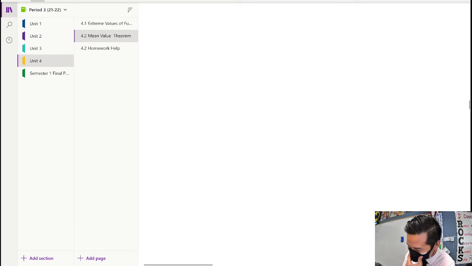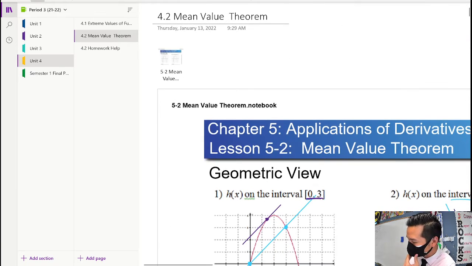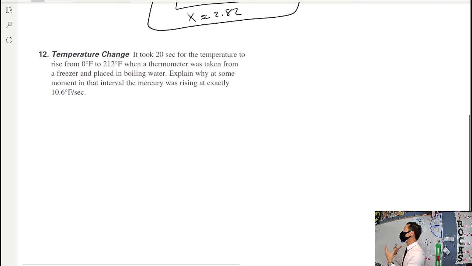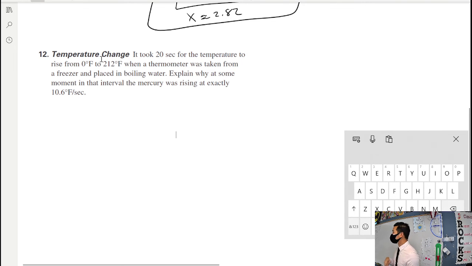Oh, look at that, it's right there. At the top of the paper. I know. So anyways, the section's main focus is the mean value theorem, yeah? So, remember, what does the mean value theorem state? It states that something has to exist, right? Look at how the wording of this question is. It says to explain why, at some point, the temperature is rising exactly at 10.6 Fahrenheit per second. It's an existence statement. It's proving that that value should exist somewhere between the starting point and the end point.